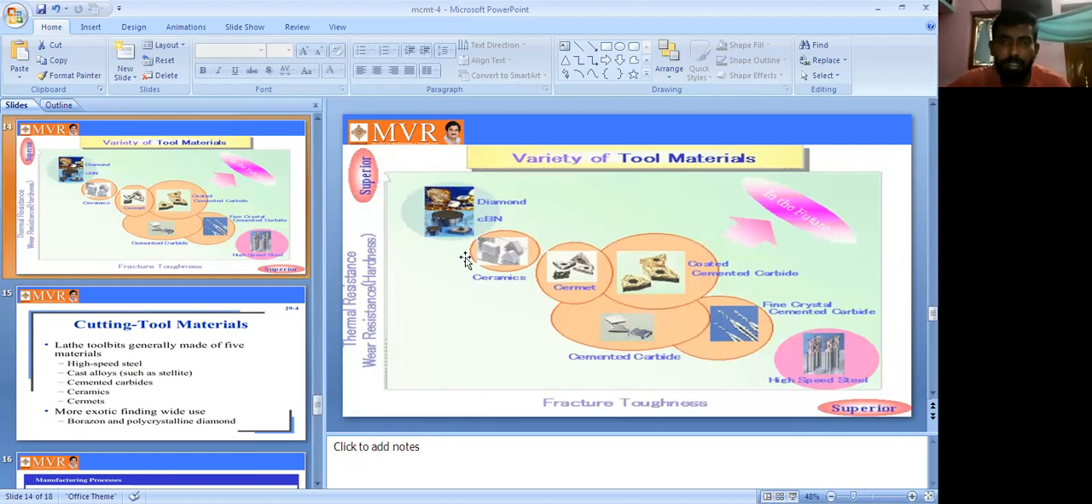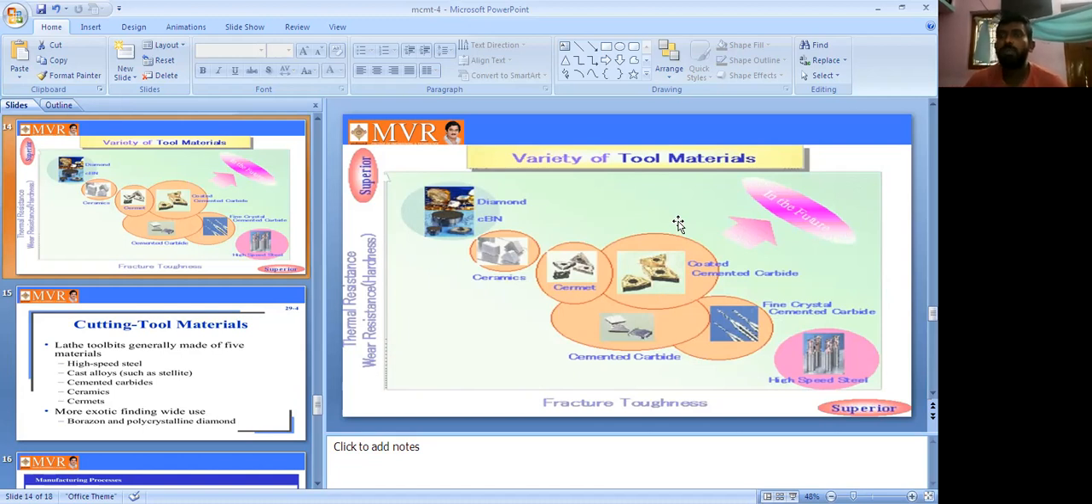First one is diamond. Then ceramics. Cermet is a material. It is a cemented carbide. It is a coated cemented carbide. It is a fine crystal cemented carbide. It is a high speed steel. So these are some of the materials we see in tool making. This kind of metals are used to make a tool, which is one of the machining processes.